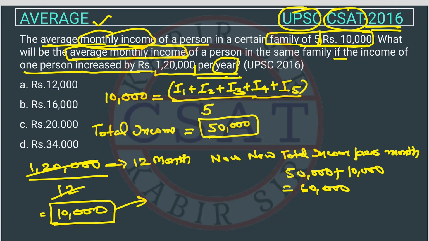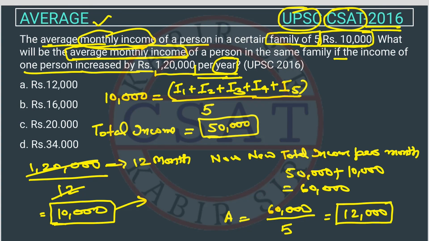Now the question is asking the average. So what will be the average? We will divide this 60,000 by number of persons. So number of persons are same, 5. So this will come out 12,000. So this is our answer. So option A is our answer.